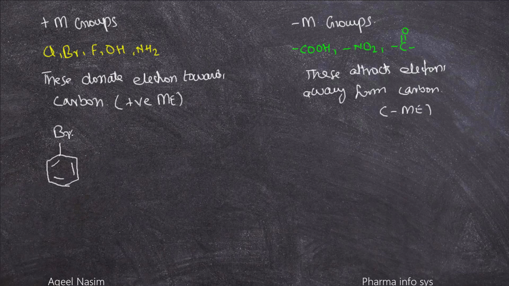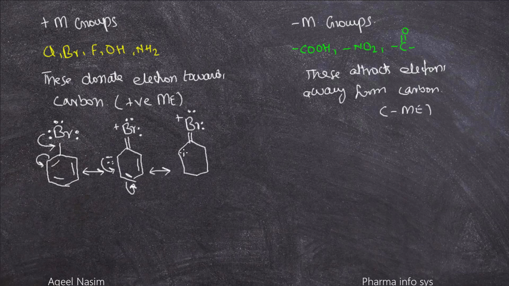Now consider this example, bromobenzene. This bromine contains a lone pair of electrons, so it has a tendency to delocalize over the entire system one by one. I have written this example so you might understand. This is about the positive mesomeric effect group.